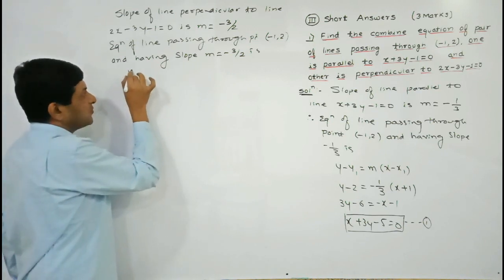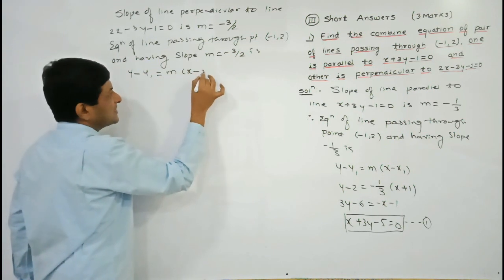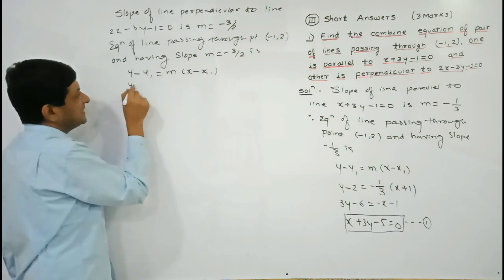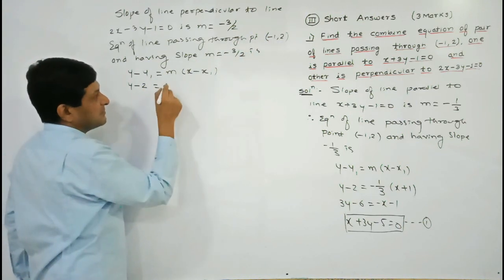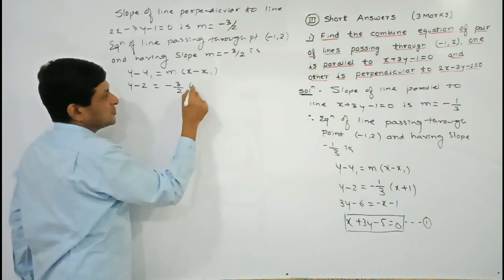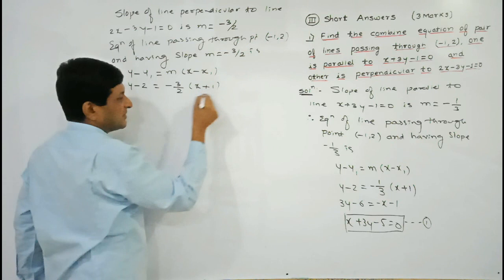What is slope point form? y minus y1 is equal to m into x minus x1. So y minus y1, what is the value of y1 here? 2 is equal to m, which is minus 3 by 2, into x minus x1. What is x1 here? Minus 1. And this minus will become plus 1.